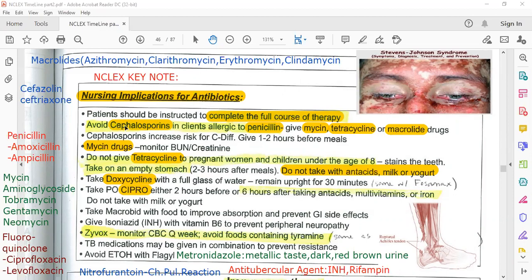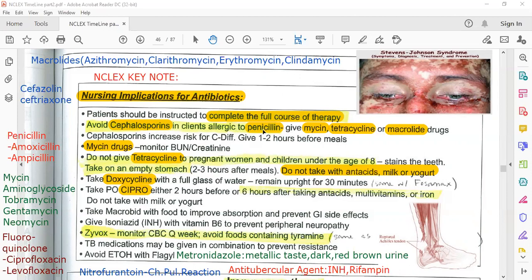Basically, I'm going to talk about some particular information related to antibiotics. Avoid cephalosporin in a client with an allergy to penicillin. If you know the patient has a history of allergy to penicillin, it is good to also avoid cephalosporin, right?